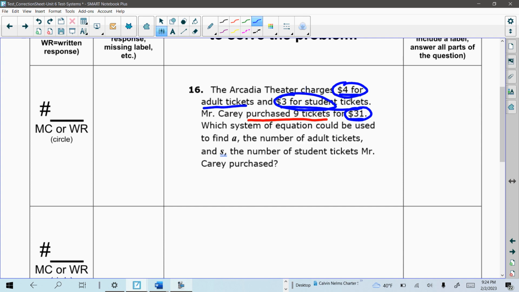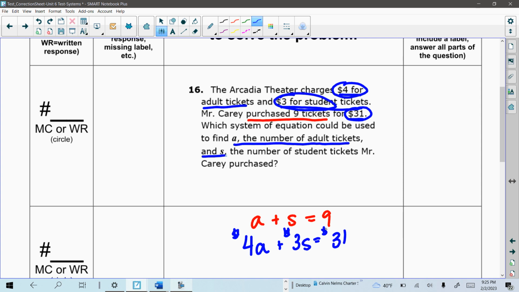Now, in our system, they told us that A was our number of adult tickets and S was the number of student tickets. So if I know Mr. Carey purchased 9 tickets, that would be adult plus student equals 9. And we want to make it equal $31. The cost of each ticket would be 4A for adults because it was $4 for adults plus 3S for students. If I'm talking about money, $31, then all of that information should be on the same line. Okay? This is the correct setup.